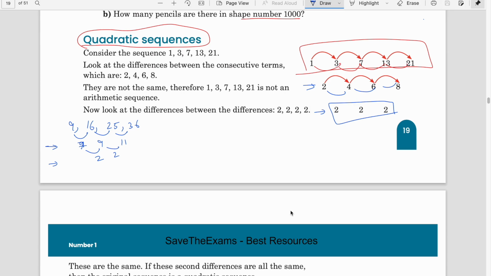In case we do not have a common difference, in case we do not have this scenario, then that is another form. We may do that with hit and trial.